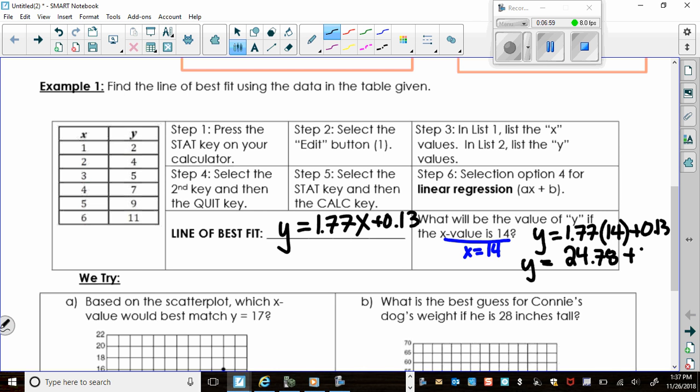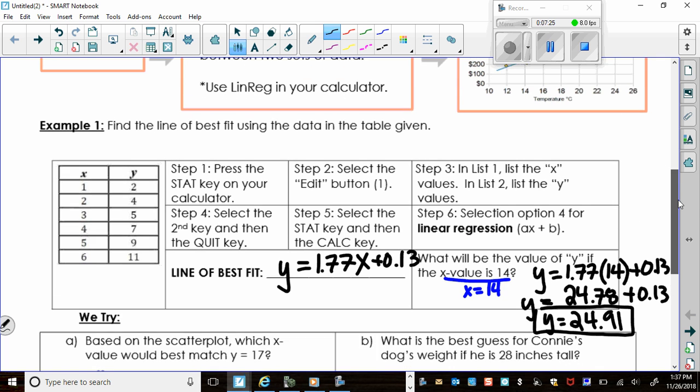plus 0.13. So my answer is 24 and 91 hundredths. That is the missing value. So if I were to go all the way down here to 14, my y value should be approximately 24 and 91 hundredths. So it's just an approximation.